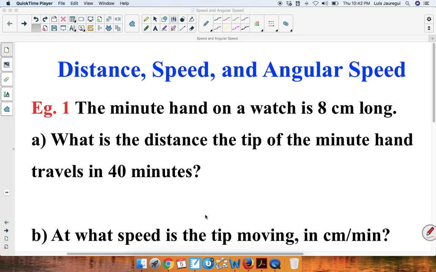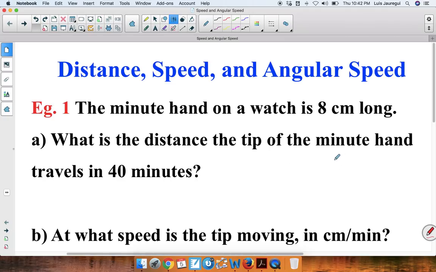The minute hand on a watch is 8 centimeters long. Part A, what is the distance the tip of the minute hand travels in 40 minutes? Well, first things first. Keep in mind that since we're dealing with the watch, we're going to assume that we are going around. So the minute hand will be the radius here, and that radius has a length of 8 centimeters.